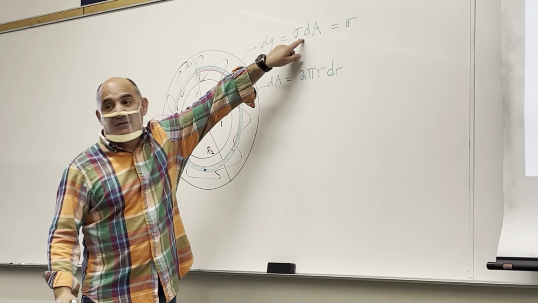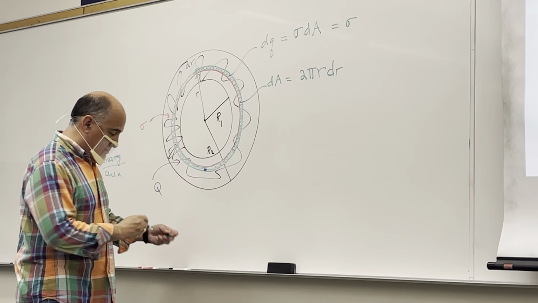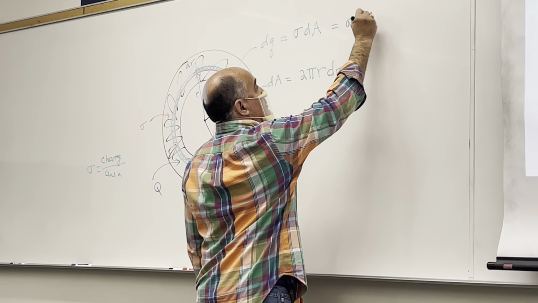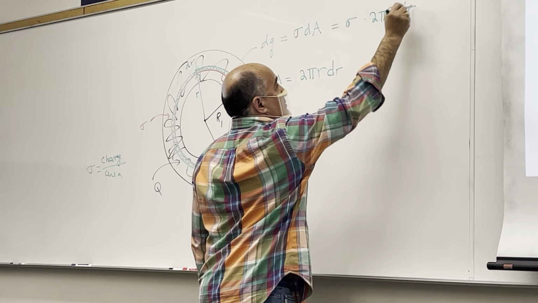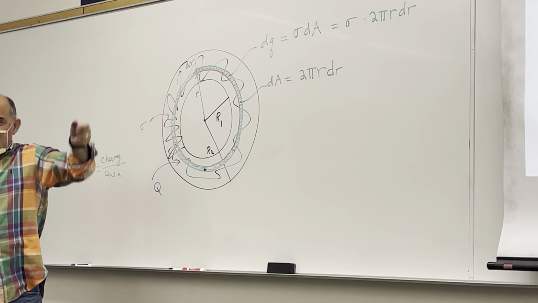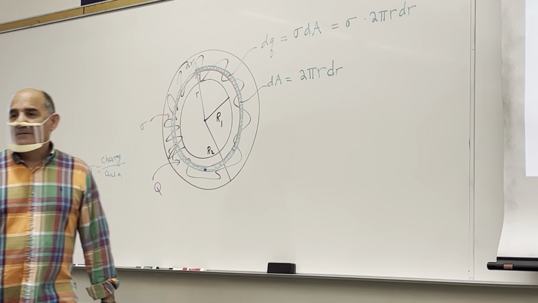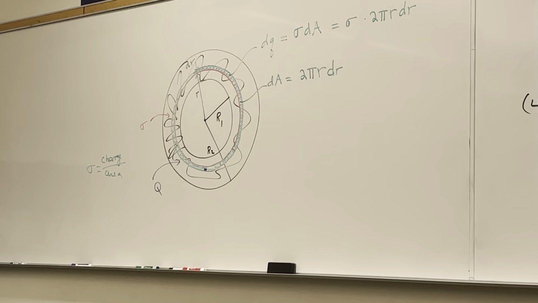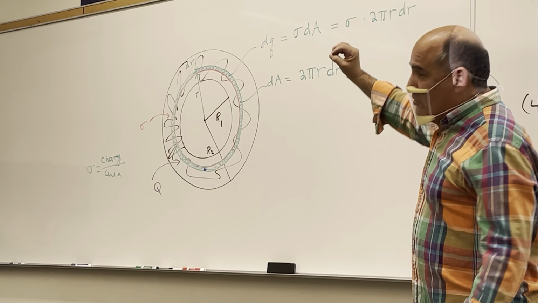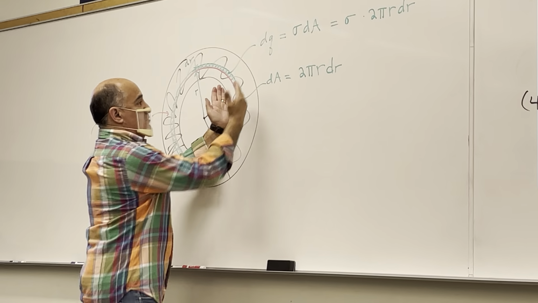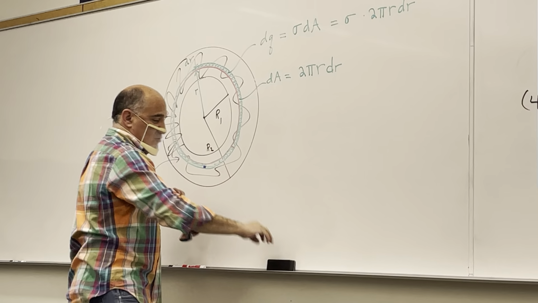So now this goes in here. So this would be sigma times 2 pi r dr. That's the charge in that strip, the shape of a ring, right? So, if you know the charge in that strip, how do you get the charge from here to here, in all of this? How do you get all of that charge from that?